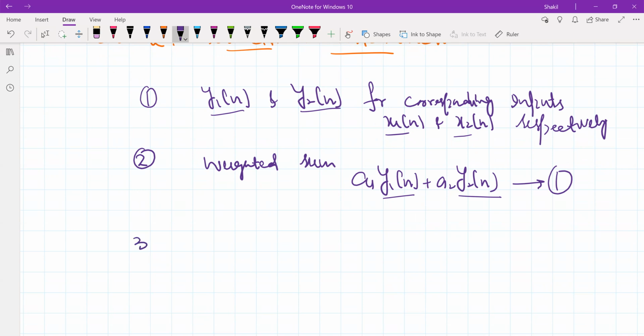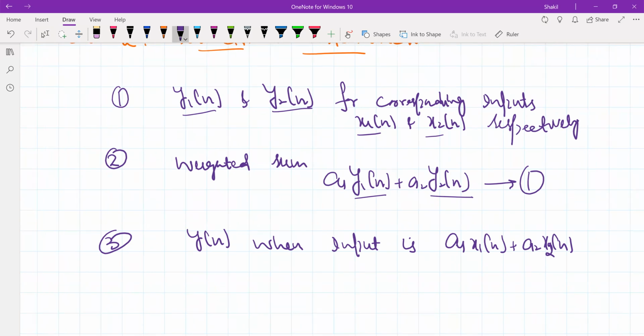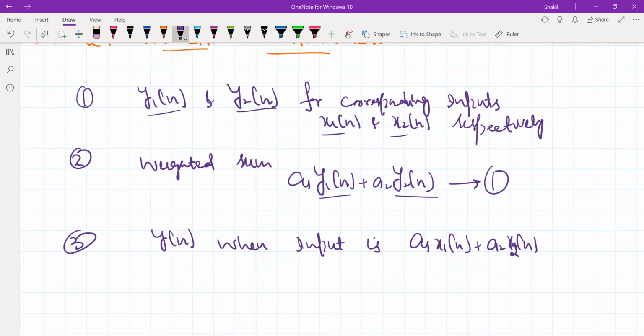The third step is to find the output when the input is the weighted sum of these inputs, a1 x1 of n plus a2 x2 of n. When the input is this, what is the output? Suppose we term the output y of n, and let's call it equation 2.